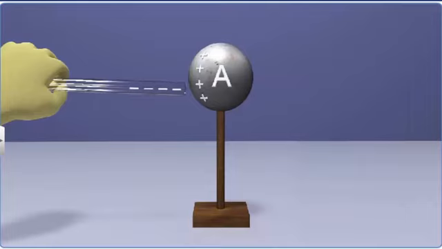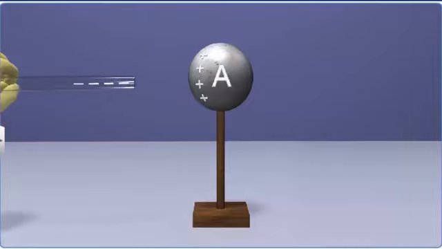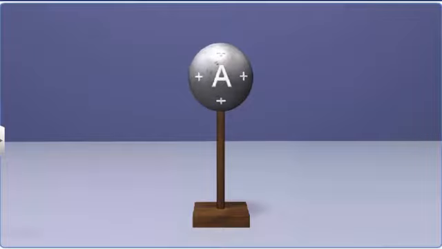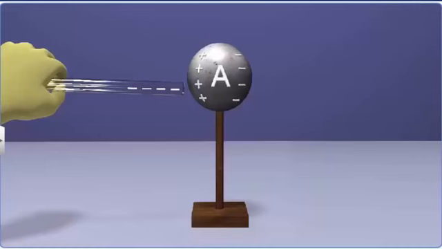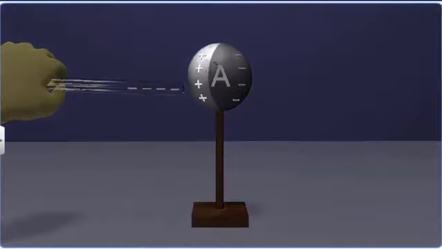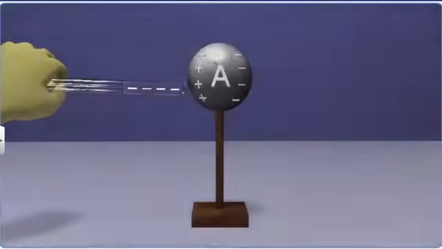Now, if we take away the rod from the sphere, the positive charge on the metal sphere distributes uniformly across the sphere. In this way, we can retain the charge on the metal sphere. In the method of charging by induction, we observe that the induced charge is always equal to the inducing charge for a conductor.